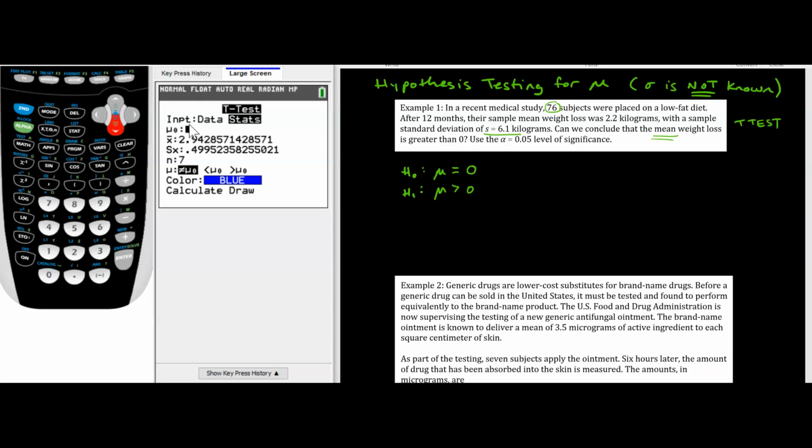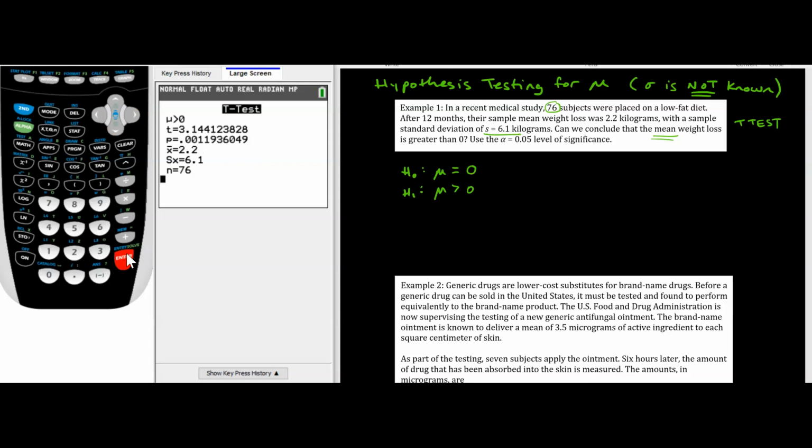So I've got 0 there, so that's good. Now let's scroll down, and next to X bar, let's enter the sample mean. We can see our sample mean is 2.2. It's nice here that they ask us for S. That's exactly what we're given right here. S is 6.1. And our sample size, we need to enter that, is 76. Also, select the correct alternate hypothesis, and we want the average weight loss to be greater than 0. So I'm going to scroll over, select that one, and then I can calculate.